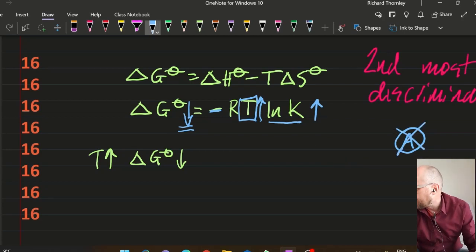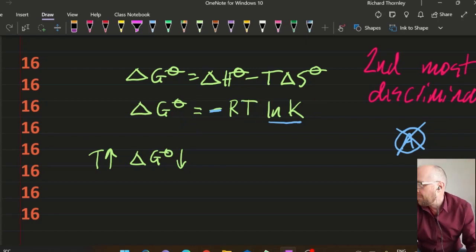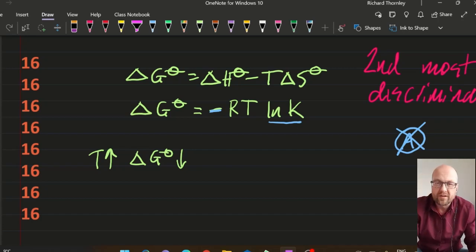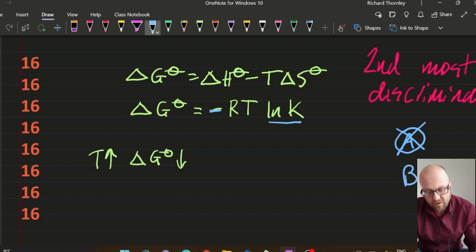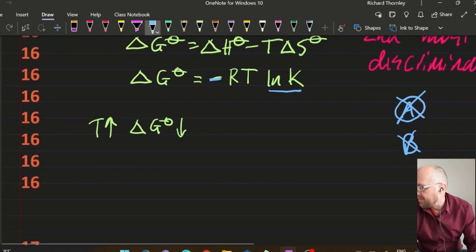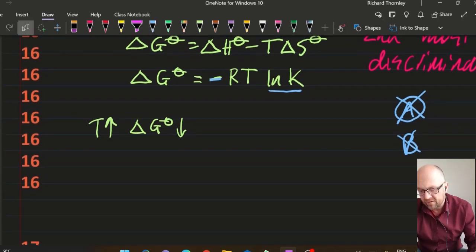The next one is the forward reaction is more spontaneous below 300. So that's a bit easier. If you look at the temperatures below 300, delta G theta is positive, so it's non-spontaneous. So it doesn't become more spontaneous, it becomes less spontaneous. So B is wrong. C, entropy is higher in the products than the reactants.